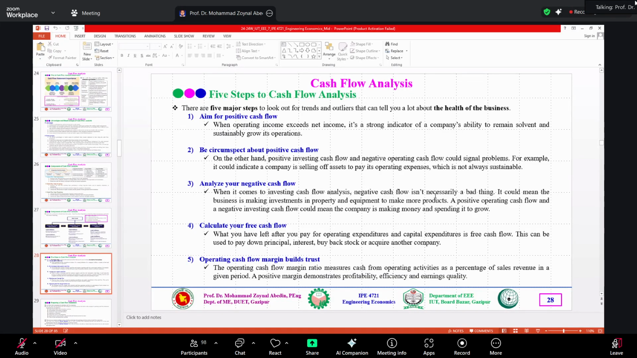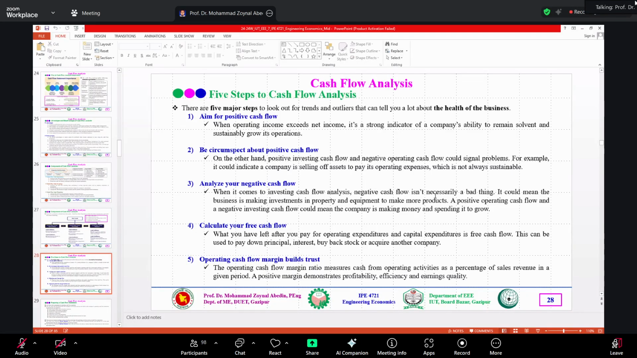Positive investing cash flow and negative operating cash flow could signal problems. So investing cash flow is positive, but operating cash flow is negative, which means what? You have big machinery, a lot of land, a lot of wealth, but you need more money to run your business, for example employees' salaries. If this happens, it could signal a problem. For example, it could indicate a company is selling off assets to pay its operating expenses.